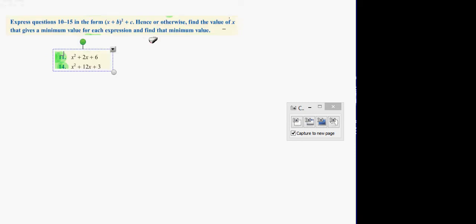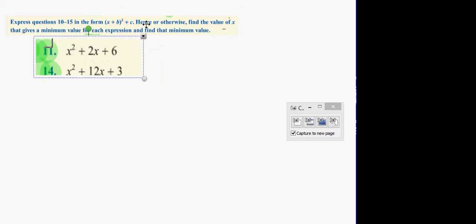It is: express this in the form (x + b) squared plus c, hence or otherwise. Now, how we do these ones is the following. We'll start off with number 11. You always half the middle value, and what you get is x plus 1. Half the middle value is 1, and you put it into a perfect square, (x + 1) squared.